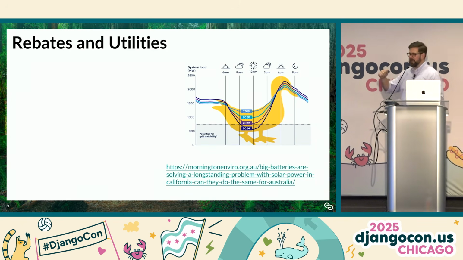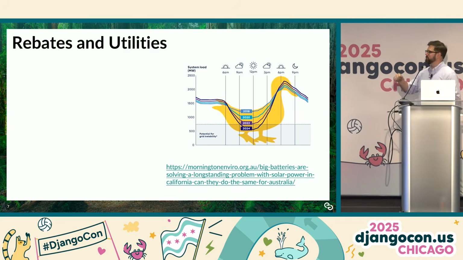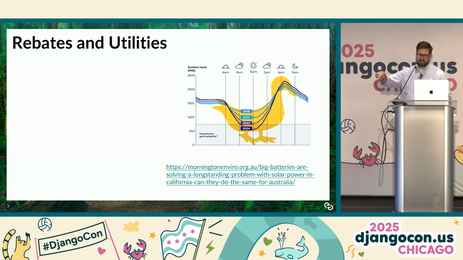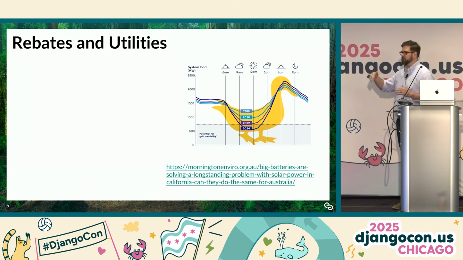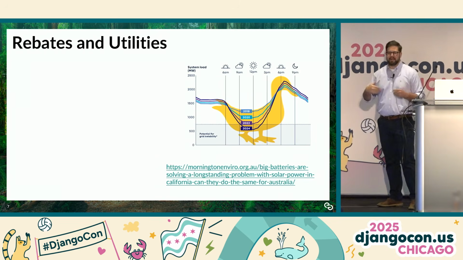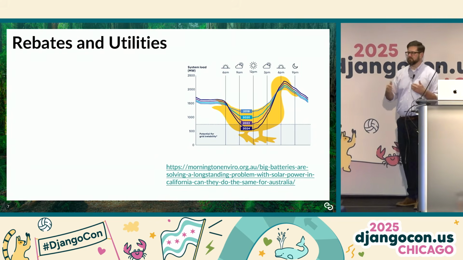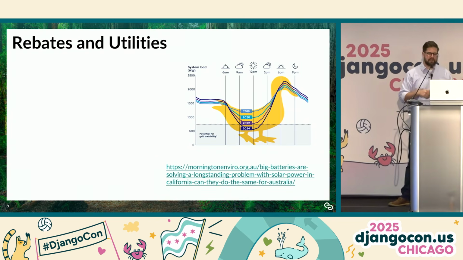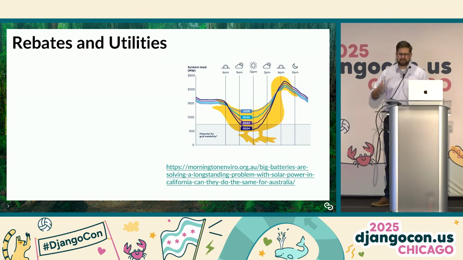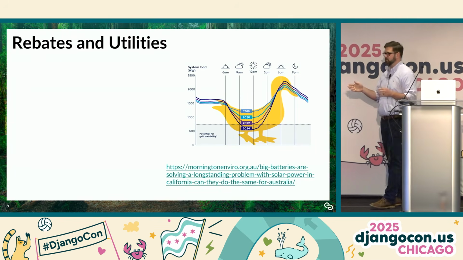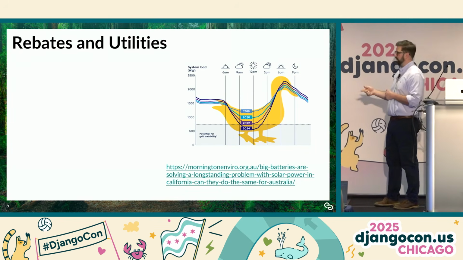So this is known as the duck curve due to its shape. And what it shows on the y-axis is the system load, so how much energy is used on the grid. We see this pattern across the United States in any given subregion, state, et cetera. And then the x-axis is from midnight to midnight. So this is energy usage throughout the course of a day.